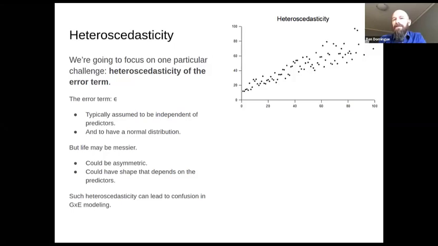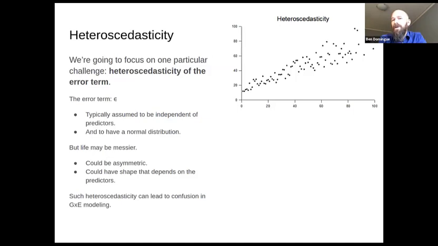Heteroscedasticity is all about the error term in our models. The error term is something we typically assume is very well behaved. We assume it's independent of everything. We assume it has a nice normal distribution. And there's just no reason that in general that need be the case, right? The distribution of the error term could be asymmetric. It could have a shape that depends on the predictors. And this heteroscedasticity, as we'll see, can lead to real confusion in G/E modeling.